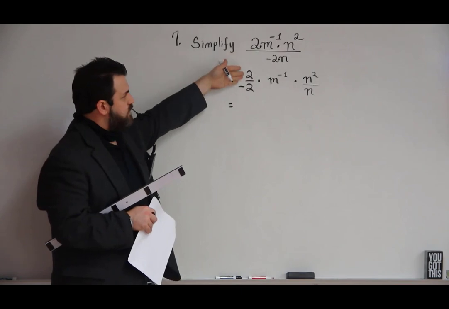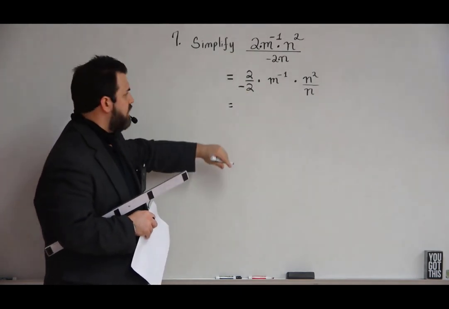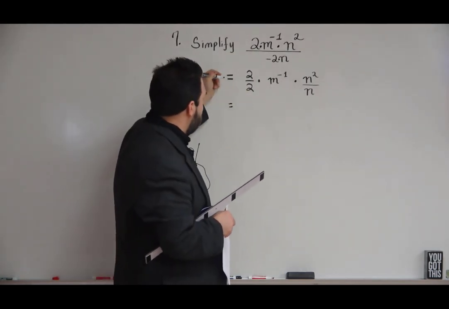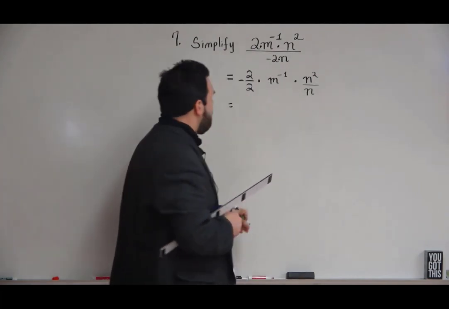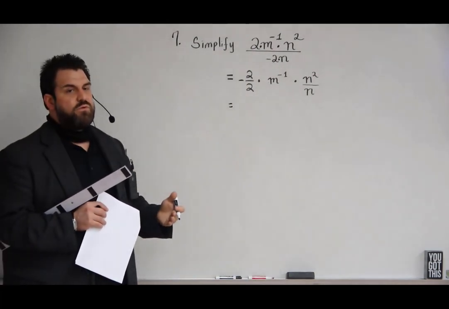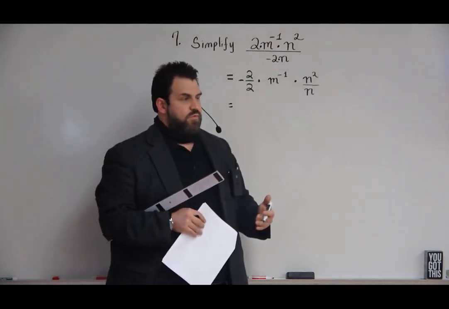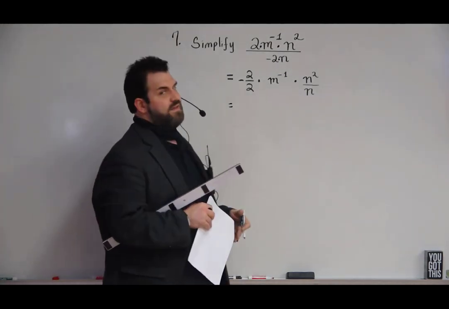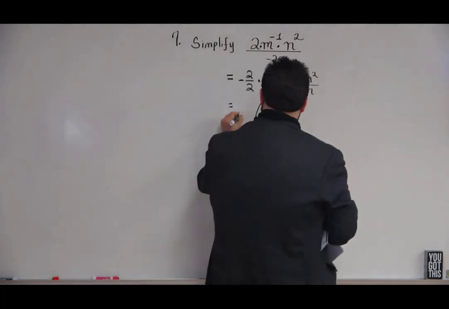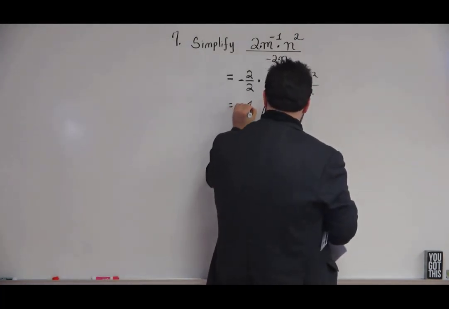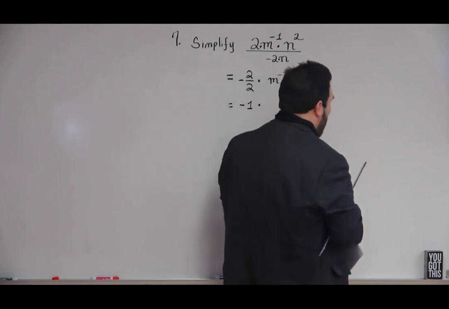I've got 2 over negative 2. And we know that there's no way to put a negative in the denominator. So it's just 2 divided by 2, and the result's going to be negative. Well, 2 divided by 2 is 1. Anything divided by itself is 1. So it's just negative 1. Wow.